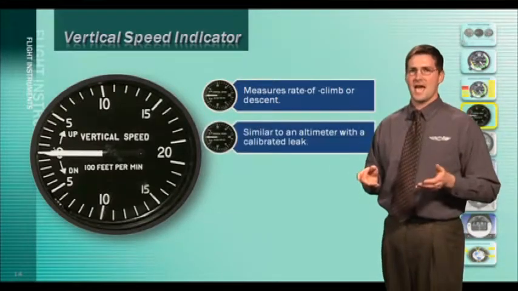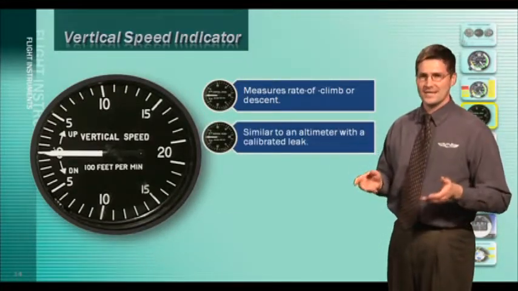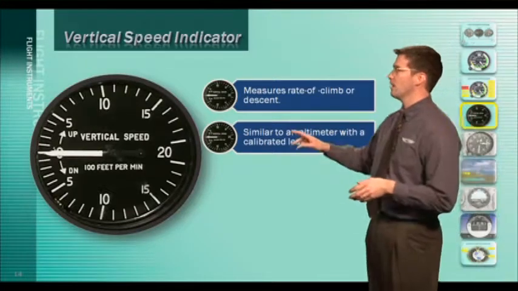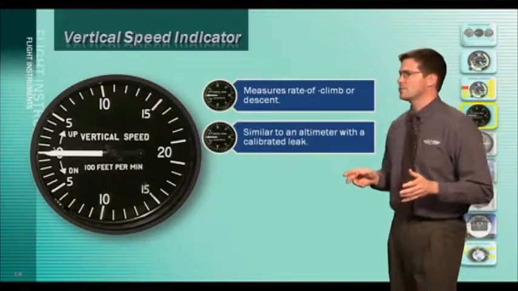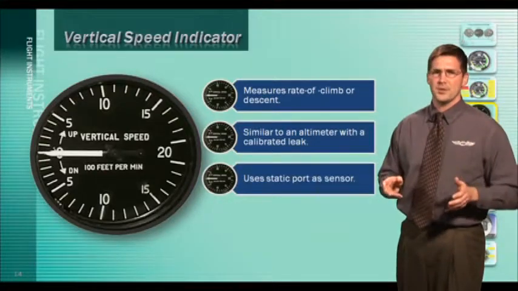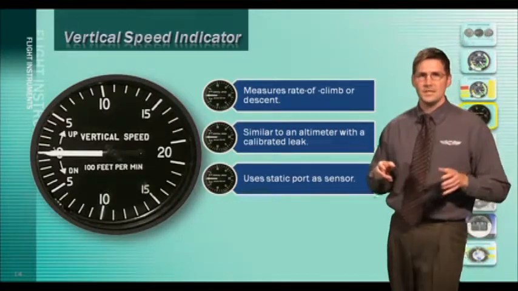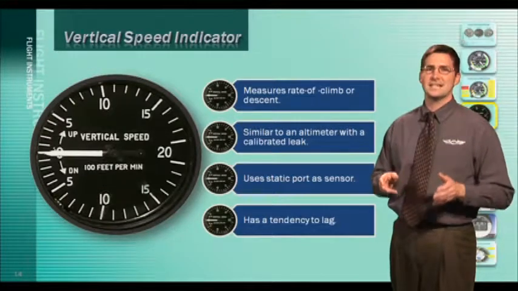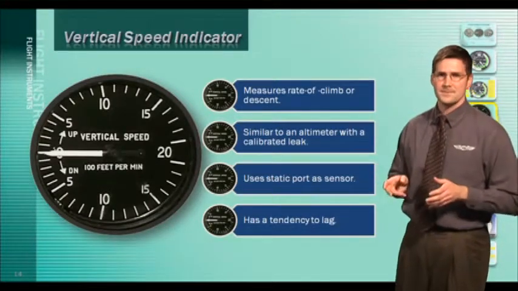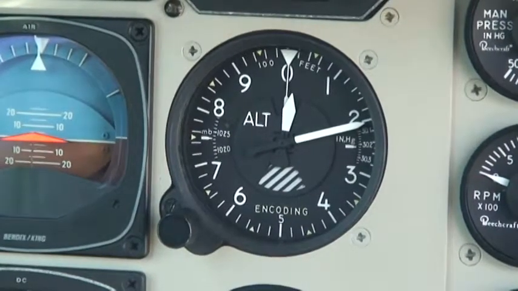The VSI, or rate of climb indicator, is a very sensitive altimeter incorporating a device called a calibrated leak. As you climb and descend, this instrument measures outside ambient air pressure from the static port. At the conclusion of a maneuver, the VSI does have a tendency to lag a little bit, so do be aware of that.